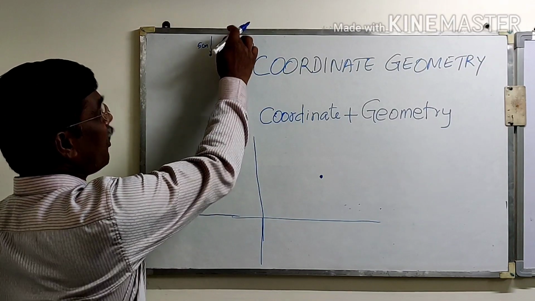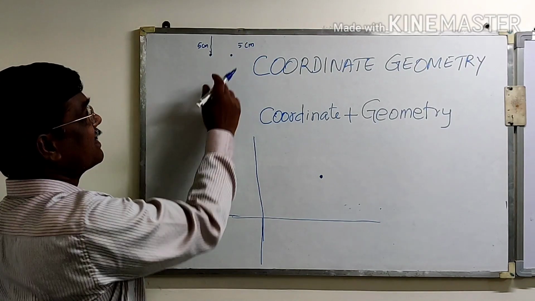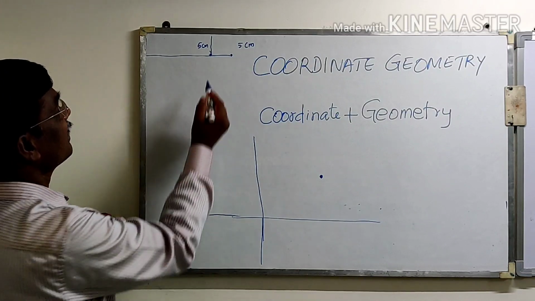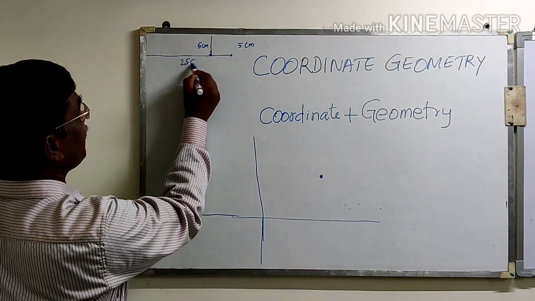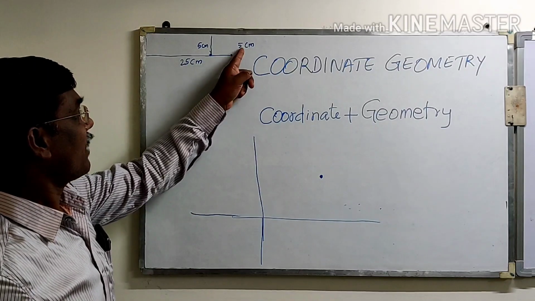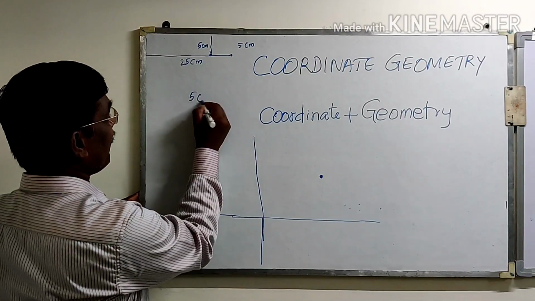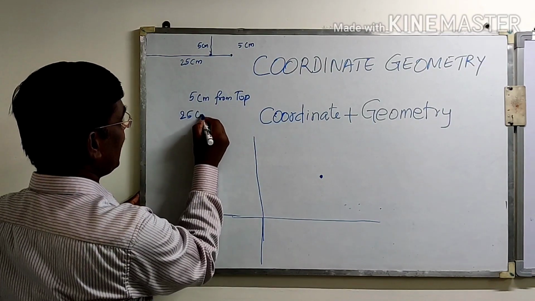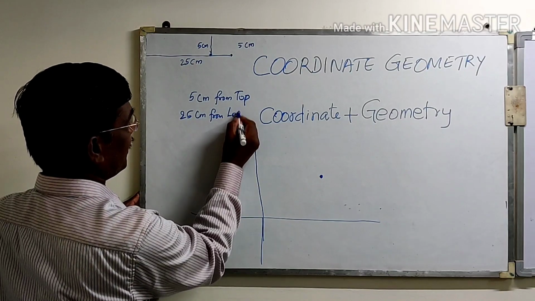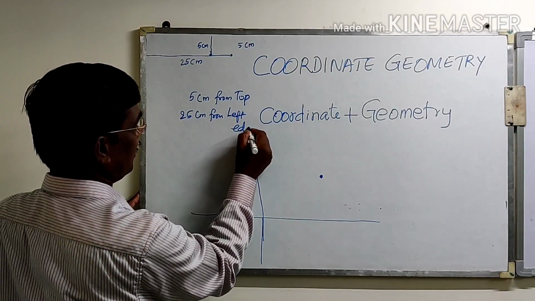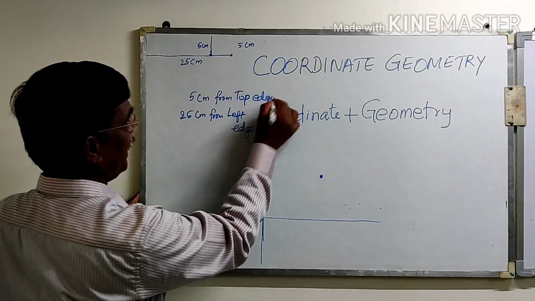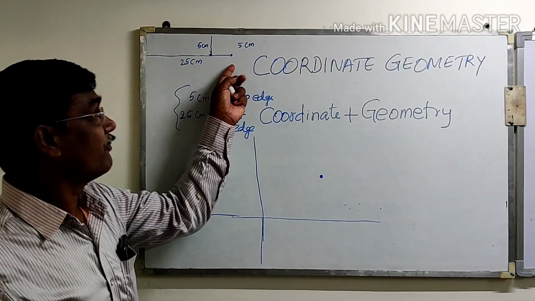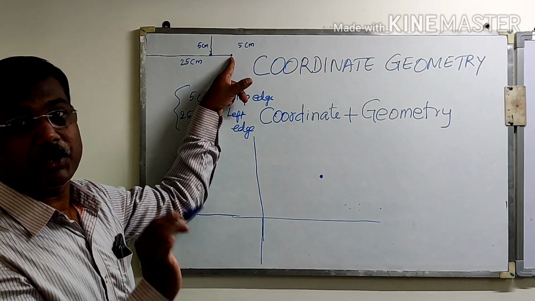ஒன்னு top edge ல இருந்து 5 cm, and from left edge ல இருந்து let us say some 25 centimeters. So 5 centimeter from top, 25 centimeter from left edge. Now these two pieces of information will uniquely define the point they refer to. வேற எந்த பாயிண்ட் ரெஃபர் பண்ணாது.